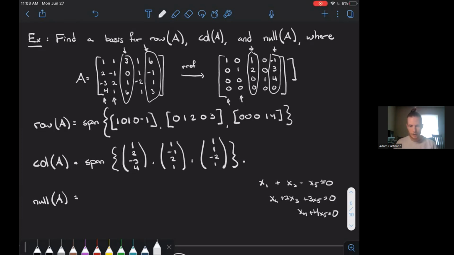Okay, each of these we can just solve for. So we have free variables x3 and x5, so we can solve x1, x2, and x4 in terms of x3 and x5. When we do, we'll see that x is, well, I'll just skip to the solution. Setting s equals x3 and t equals x5.